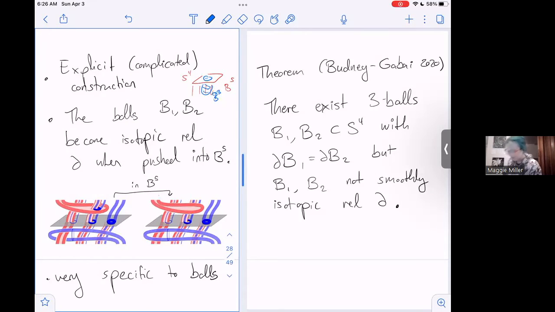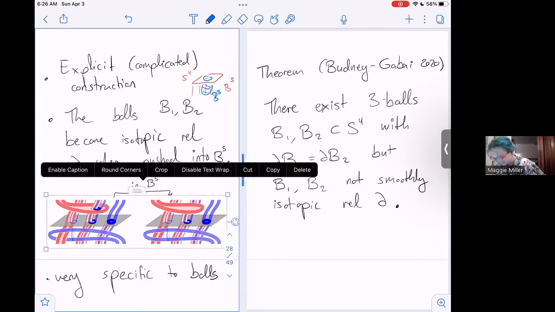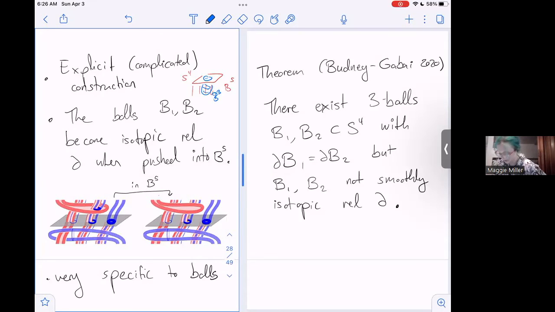B3. And when I do that, they become isotopic rel boundary. I drew this sketch as if it means anything of what the three balls look like, but I'm just trying to convince you how obvious it is that they become isotopic in B5. It's not a theorem, it's just a consequence of how they're constructed, which is kind of nice because it matches what we saw with the Seifert surfaces in S3, where they felt very different, but they became the same when we went one dimension up. And so we're seeing that same phenomenon here in dimension 4. It's nice when the same thing happens in dimension 4.